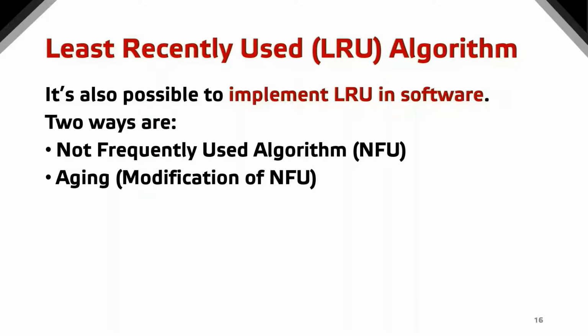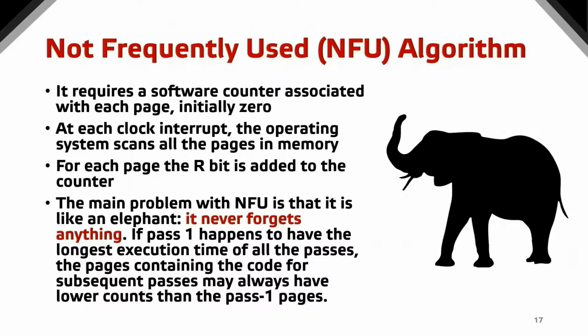Let's observe these approaches. The first one is called the not frequently used algorithm. It requires a software counter associated with each page, initially 0. At each clock interrupt, the operating system scans all the pages in memory, and for each page, the R bit, which is 0 or 1, is added to the counter. The counters roughly keep track of how often each page has been referenced. When a page fault occurs, the page with the lowest counter is chosen for replacement.